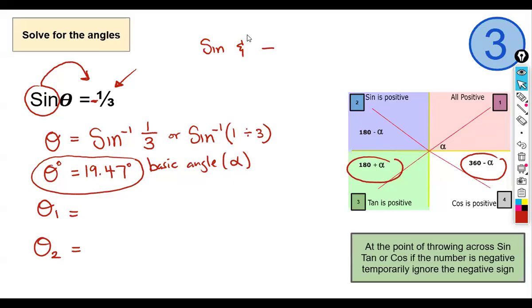Correct answer. First correct answer is 199.47. Make sure you put your little degrees there. Then 360 minus 19.47 is what? 340.53 degrees. Those are your two final answers, theta 1 and theta 2. Take 20 seconds, take down what you need to take down, and we're going to move to some harder questions.